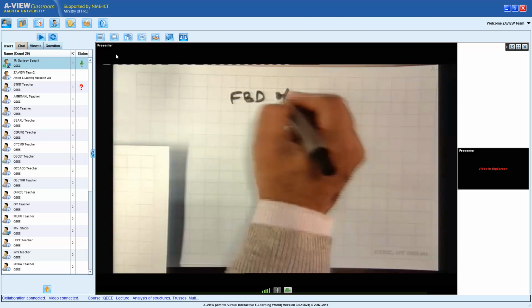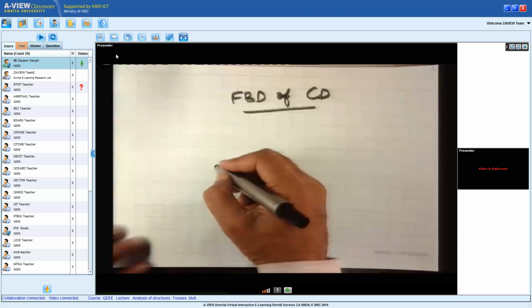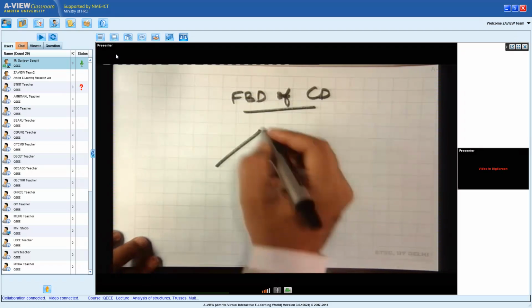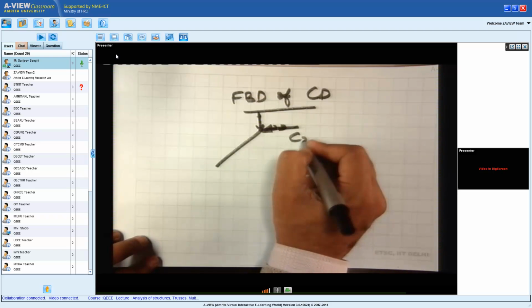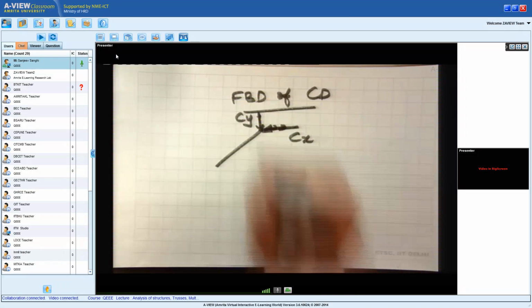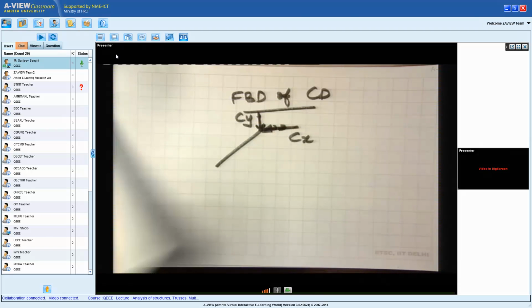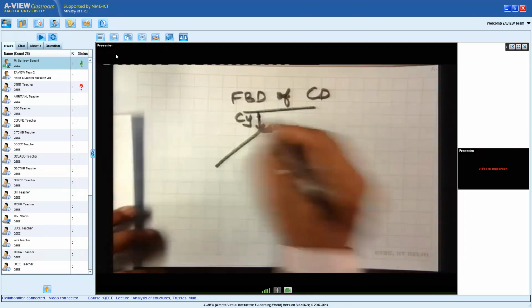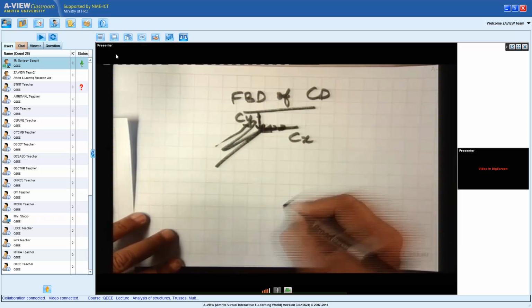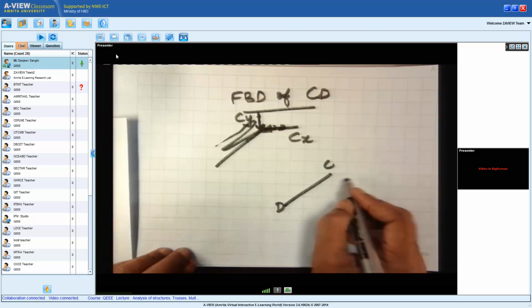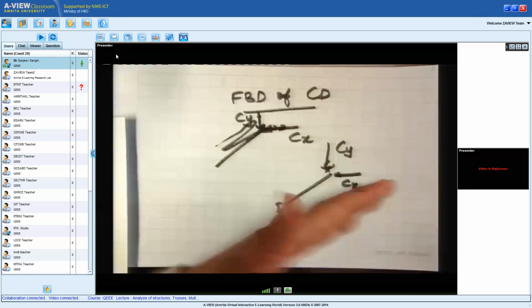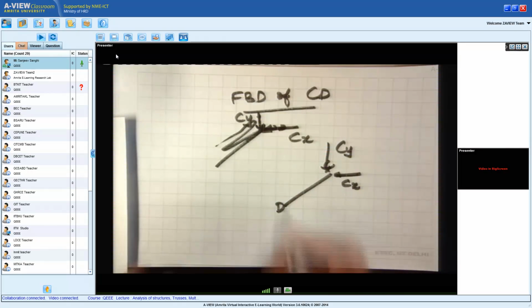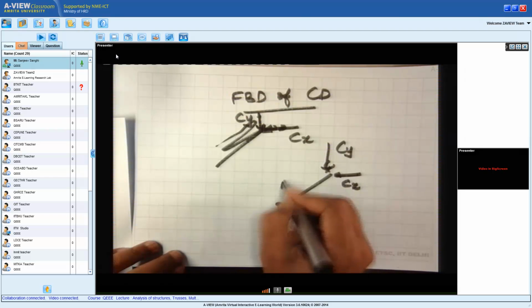Okay, but now when I draw the free body diagram of CD, what do I get? This I will discuss in the next class, and this follows from the third law. If CX and CY are acting like this, then let me draw it again. This is CX, this is CY. They act in the equal and opposite direction on CD. And at D, we have DX and DY.